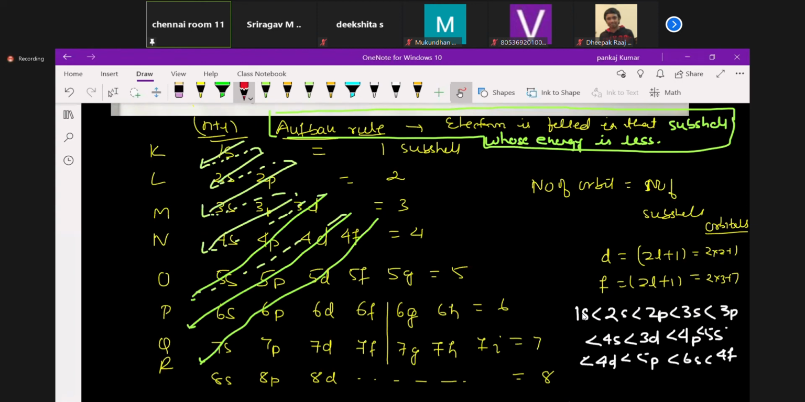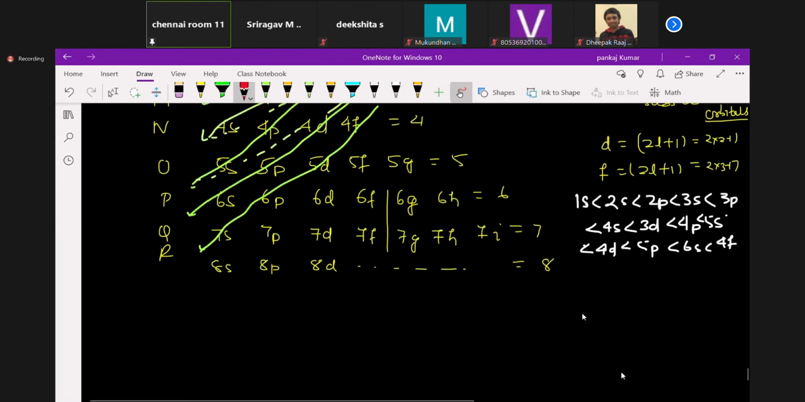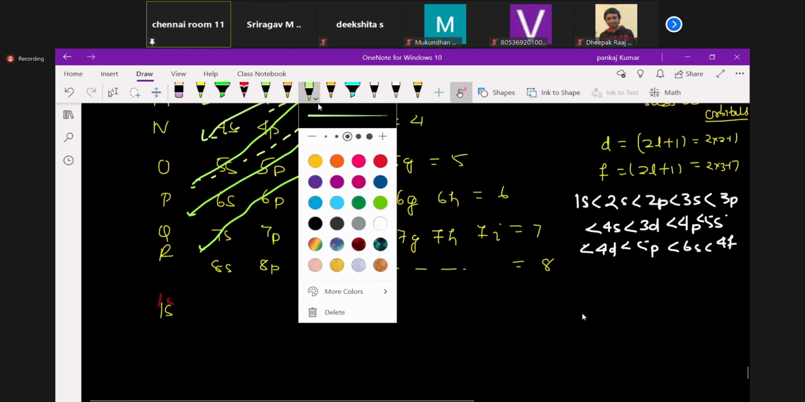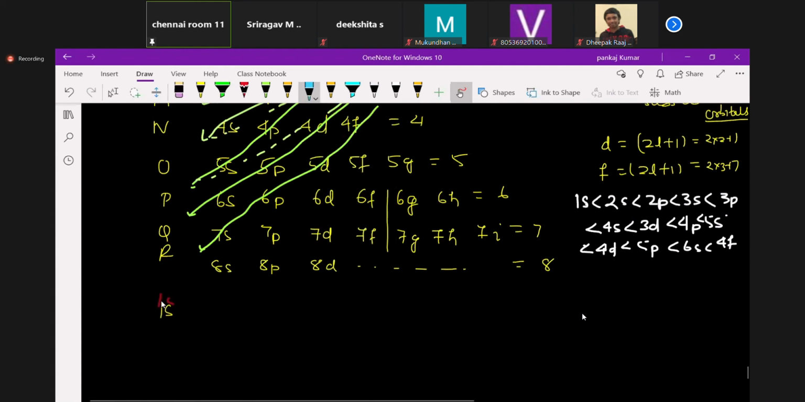If you draw the periodic table diagram also, first will be 1s. Suppose here will be 1s. But still suppose not understood now. So we can put here, suppose this is the 1s2 element. Then one is finished. So now we go for 2s2. Now here we have 2p6. Now we have next 3s2.